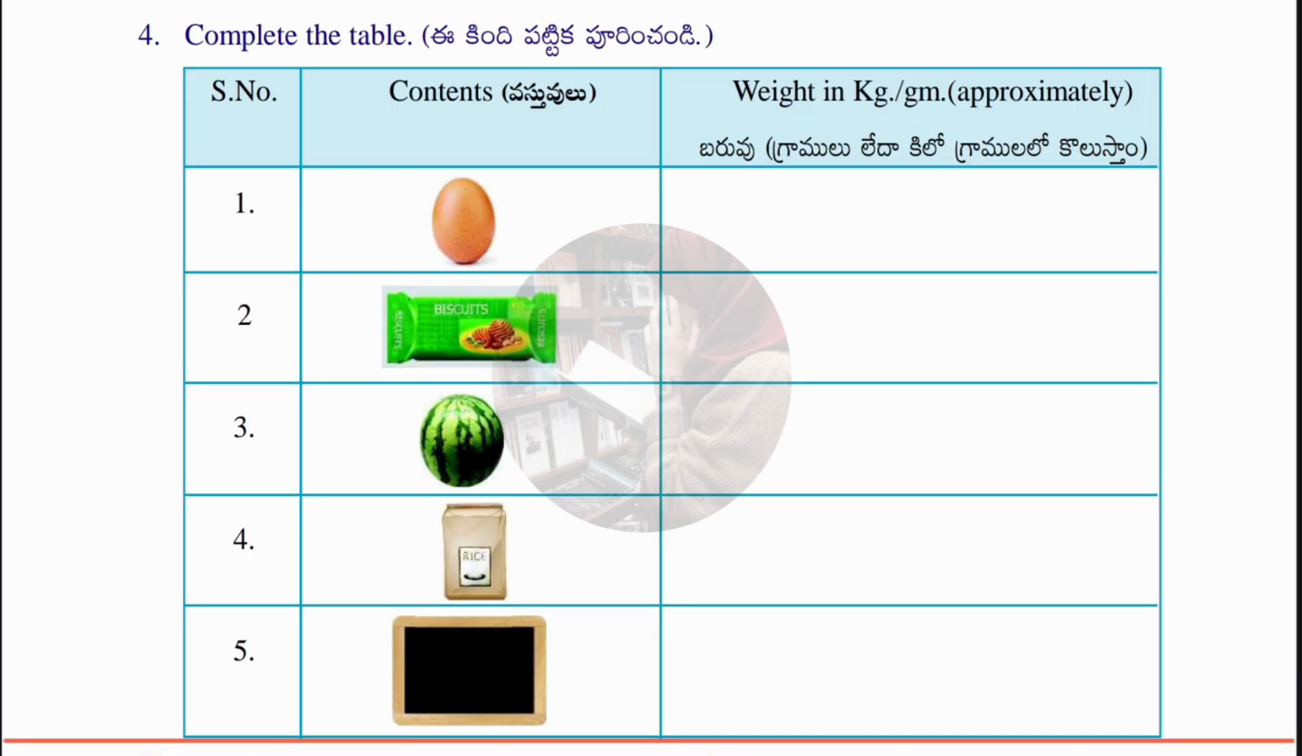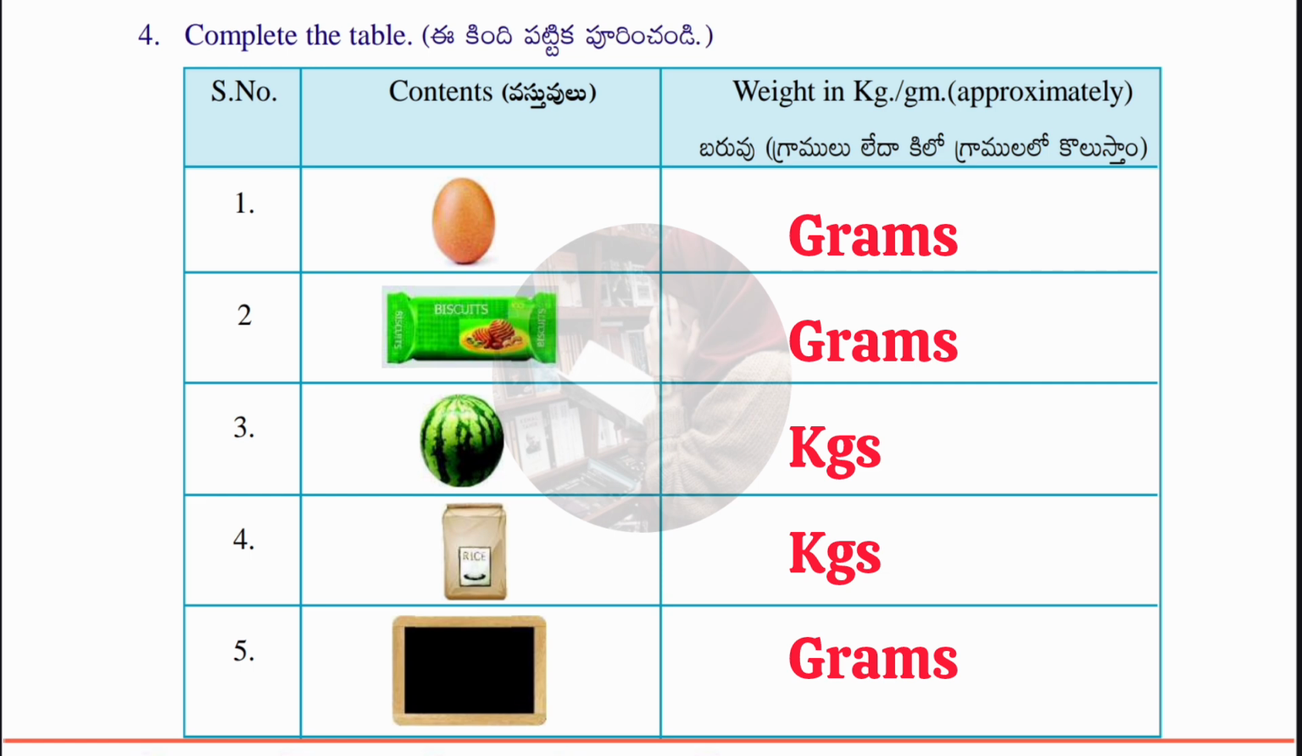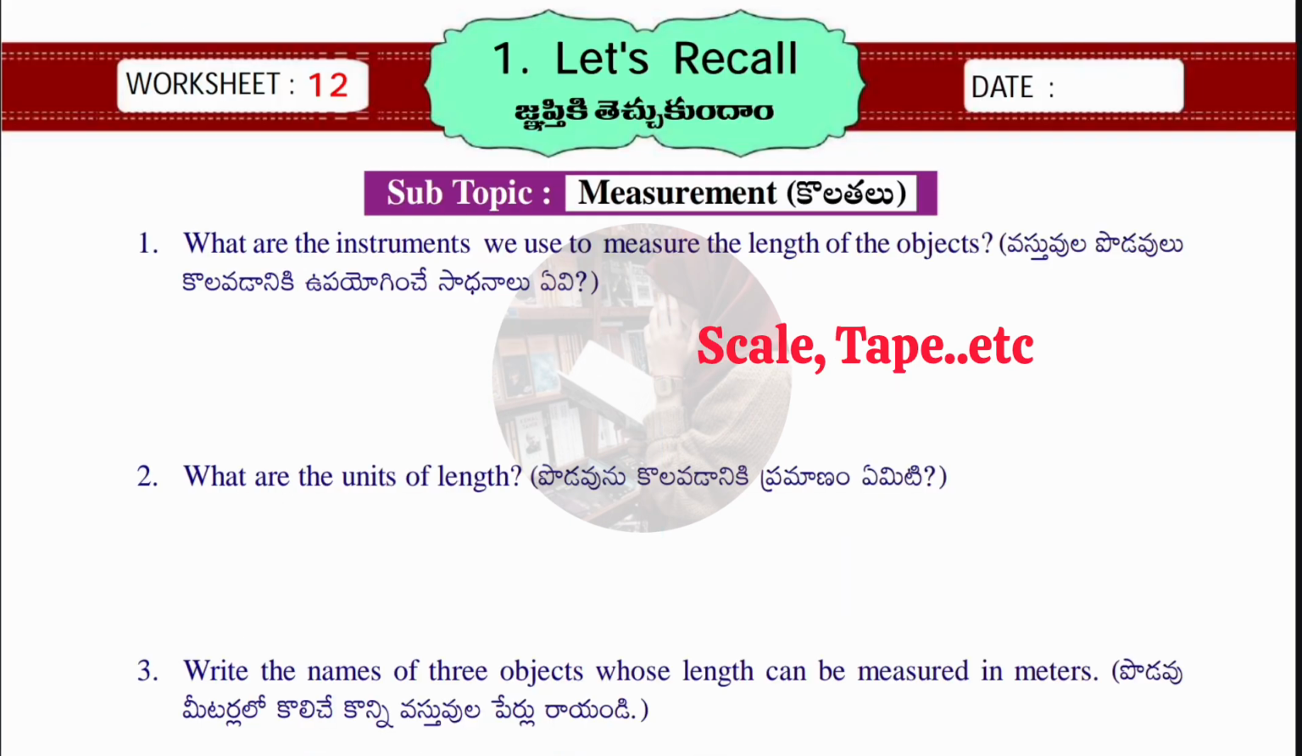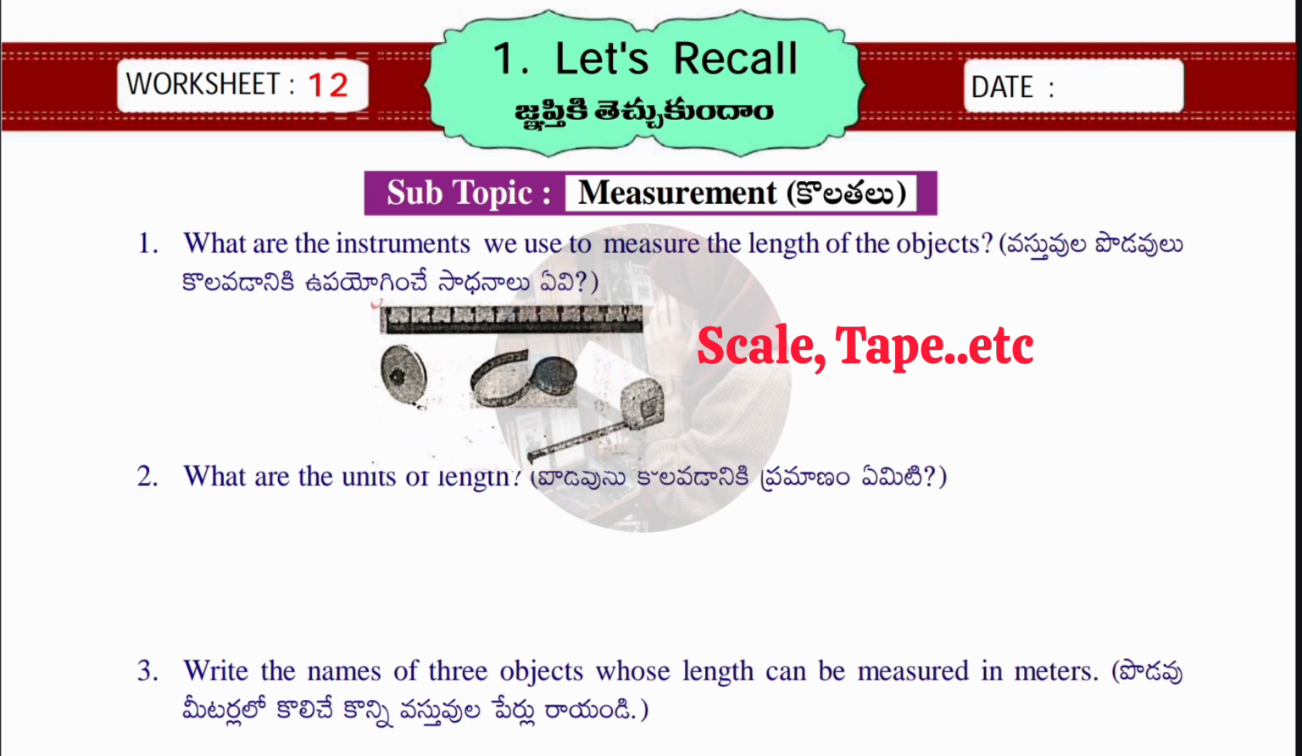Next, fourth question is to complete the table. Here one table is given which has three columns: serial number, content and weight in kilograms or grams. First one is egg. Egg is measured in grams. Second one is biscuit. It is measured in grams. Next one is watermelon. It is measured in kgs. Next one is rice bag, I think. It is measured in kgs, kilogram itself. Next, slate, it is measured in grams. Understood?